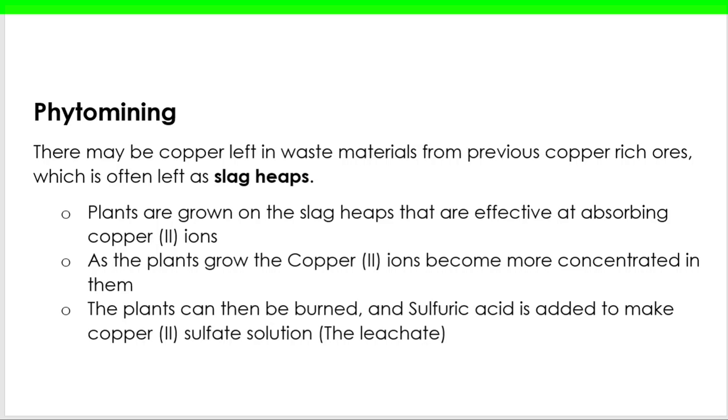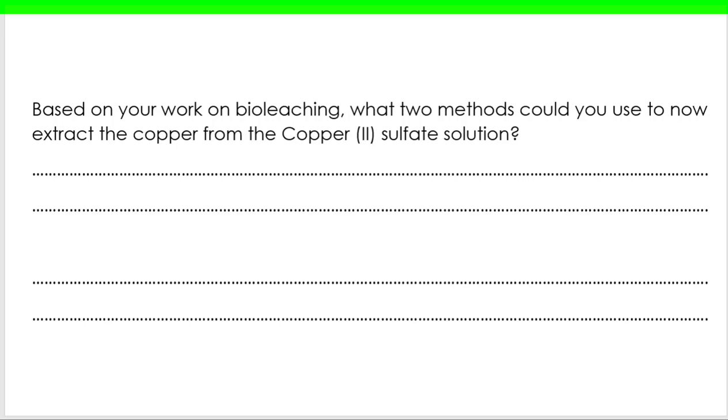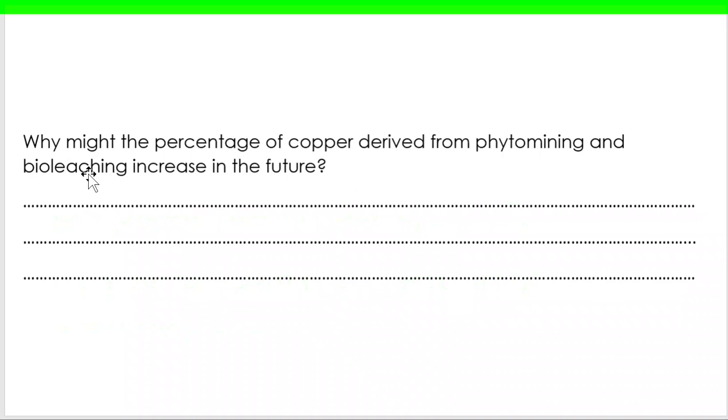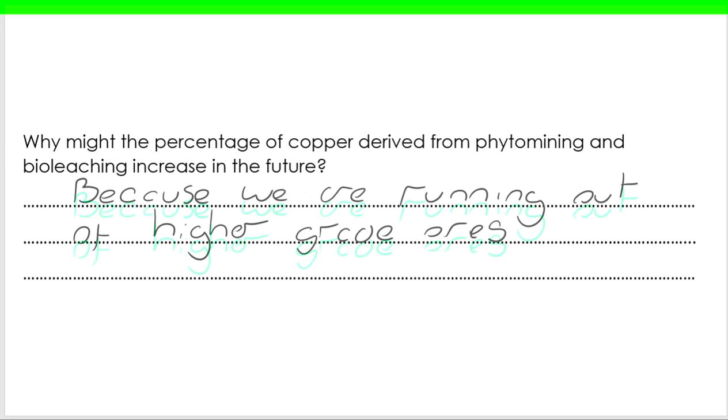So let's look at the questions that go with this. What could I do now I've got the copper sulfate solution? 2 methods to extract the copper. Well, it's exactly the same as bioleaching. I can displace with scrap iron, or I can use electrolysis. And finally, why might the percentage of copper derived from phytomining and bioleaching increase in the future? And it's purely because we don't have the higher grade ores anymore. We are running out of them. So we have to move to the lower grade ores if we're going to continue to maintain a supply of copper.